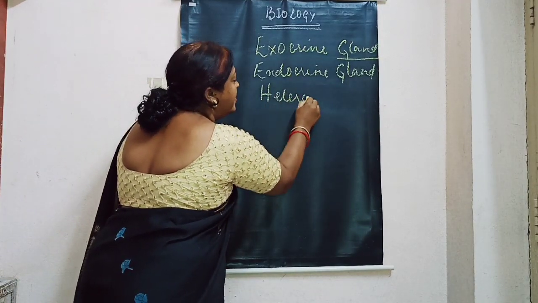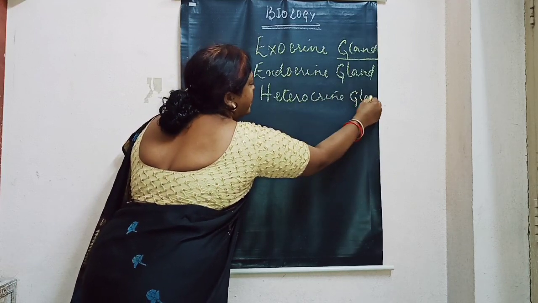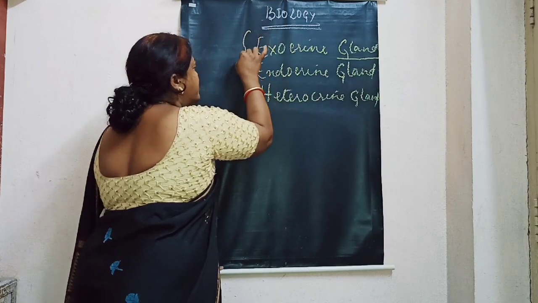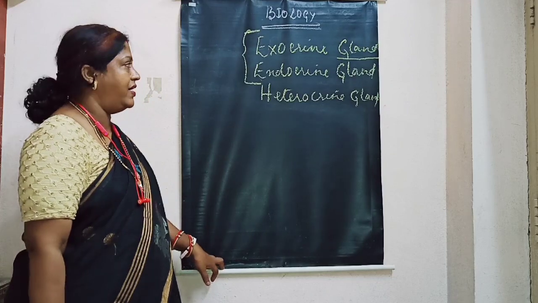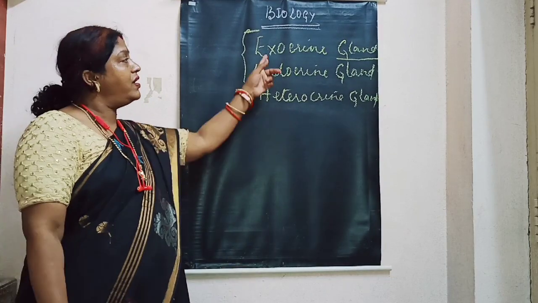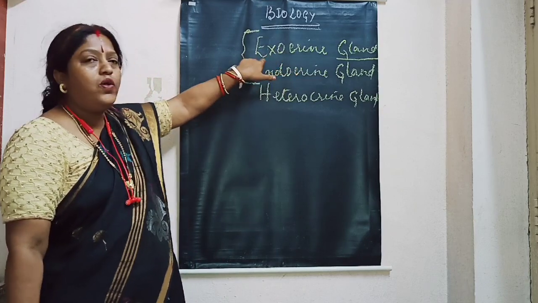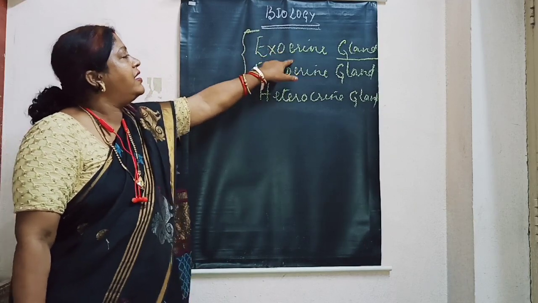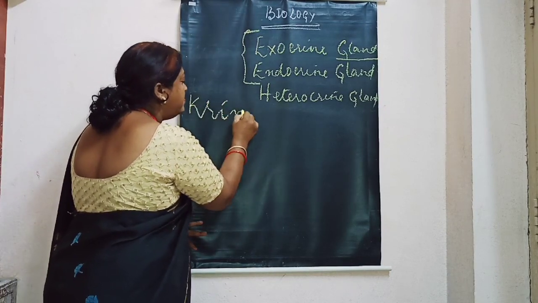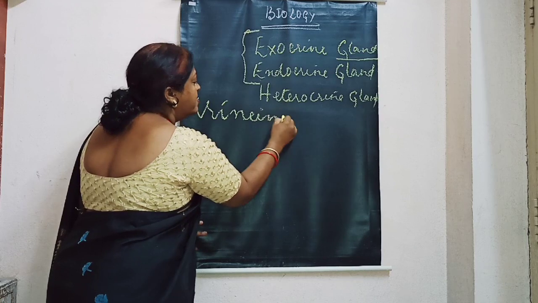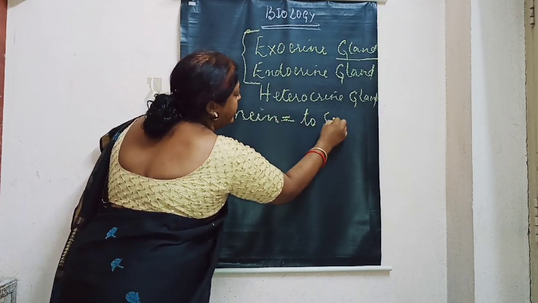Now they asked me what is exocrine and endocrine, so we will be discussing exocrine gland and endocrine gland. Exocrine is a Greek word. Exo means outside, and crine means to secrete.